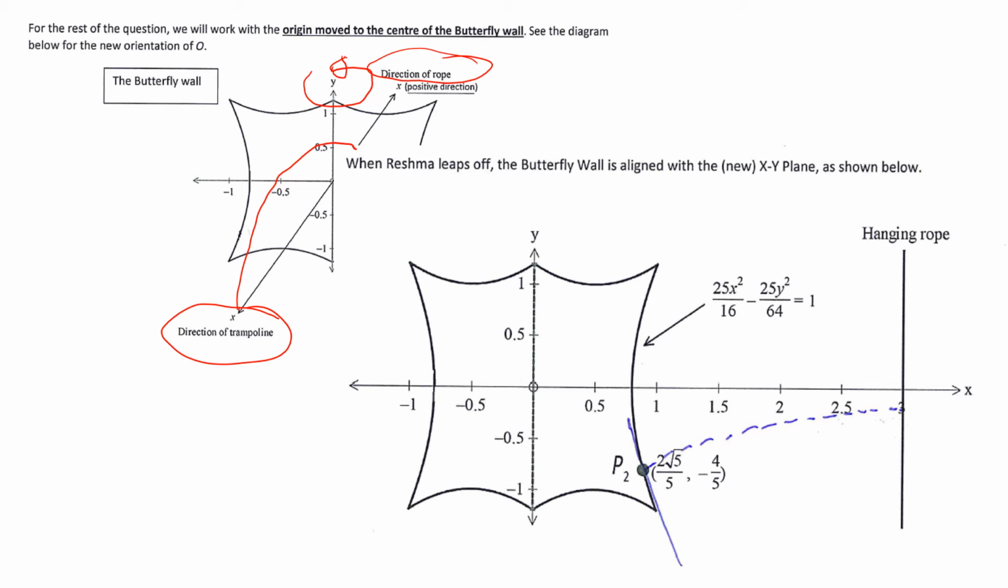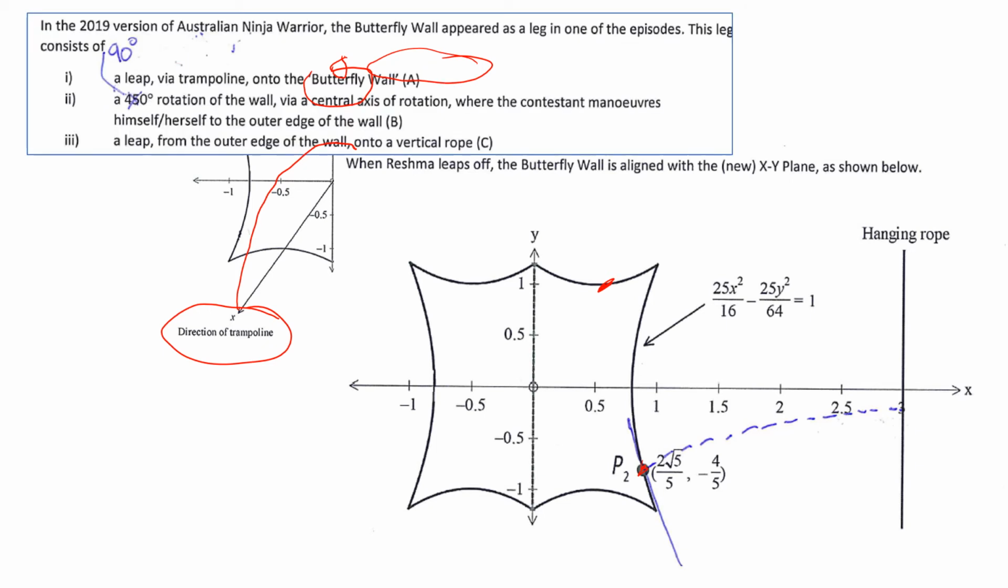It runs perpendicular to the x and y plane, through the origin. But there it is. So the butterfly wall spins around, and then it enables Reshma to jump off from the edge of the butterfly wall, who's hanging on for dear life over here. There's where her hands would be, and there's her feet. She leaves it at point 2, and then we'll talk about how she leaves it shortly.